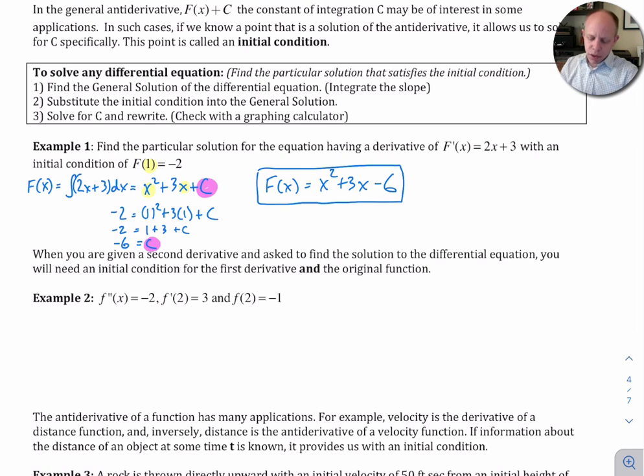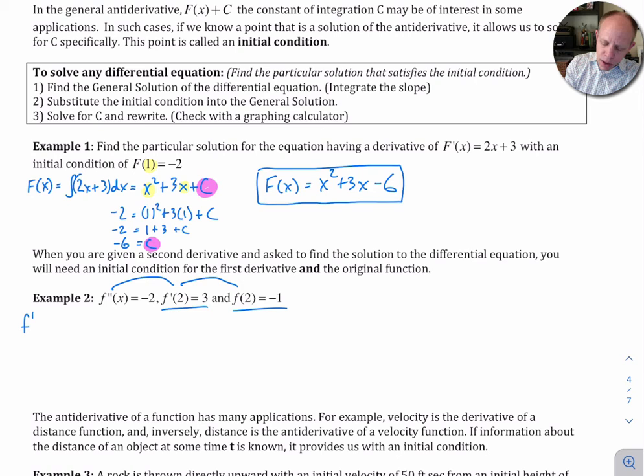Now, when you're given a second derivative and asked to find the solution to the differential equation, you actually have to go all the way back twice to get to the original function. So you have to go from f double prime to f prime and then f prime to f. So you actually have to have two initial conditions here, one in the derivative and one in the original function. So here, the second derivative is equal to negative 2. So I'm going to have to do this twice.